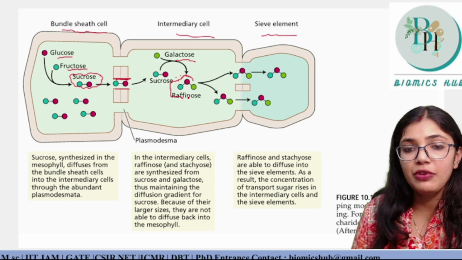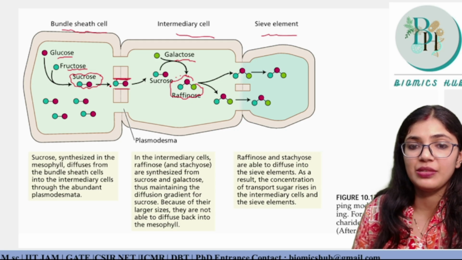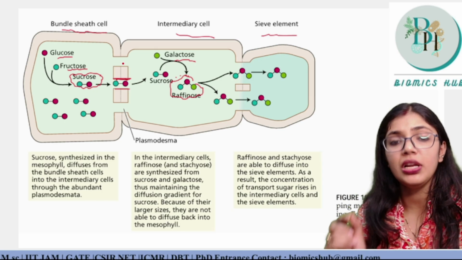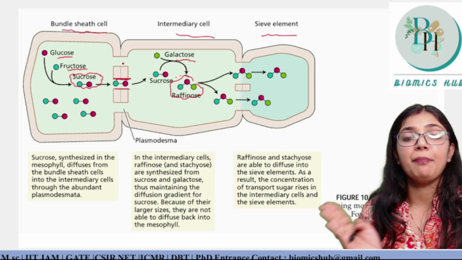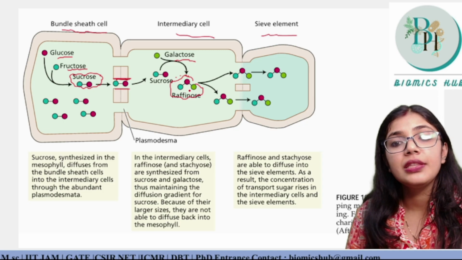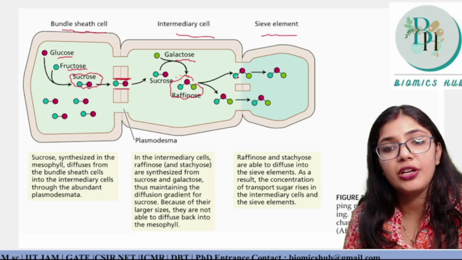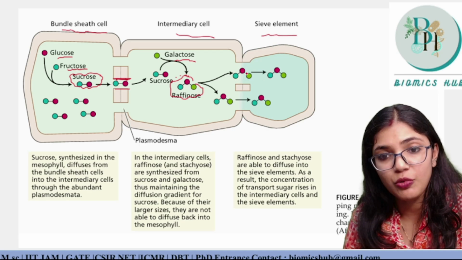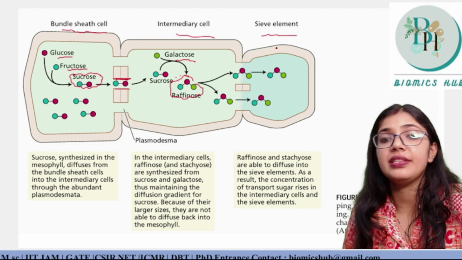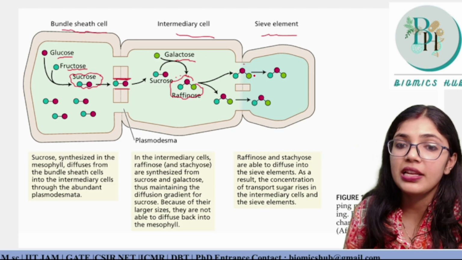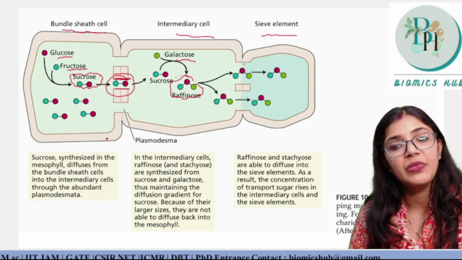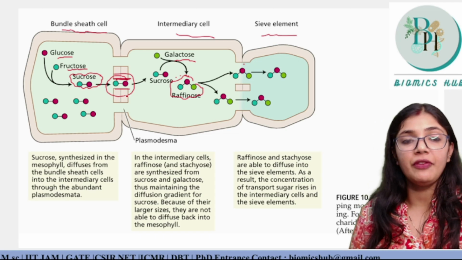So now this raffinose which is present, it cannot transfer through this plasmodesmata. So this is done, the addition of galactose in the intermediary cell is done to prevent the backflow of the sucrose into the bundle sheath cell. So here this raffinose which is present, it will be transferred into the sieve element. You can see here that this plasmodesmata which is present between the intermediary cell and sieve element is broader than this plasmodesmata which is present between the bundle sheath cell and intermediary cell. Okay, I hope you have understood this.